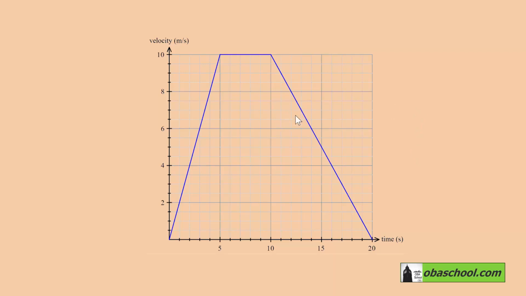So if we look at the motion here, again it's the same velocity time graph, then along this section the acceleration is the change in velocity over time. We can see the final velocity here is 10 and the initial velocity was 0. So that's going to be 10 divided by 5 because it took 5 seconds. And that gives me 2 meters per second squared.